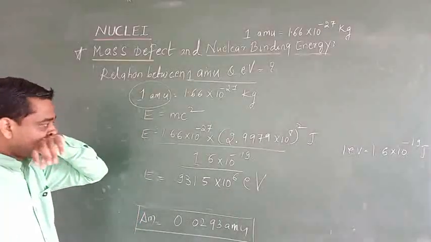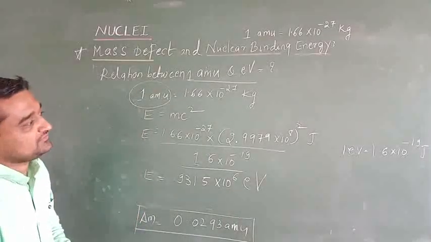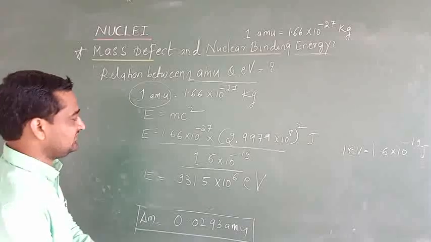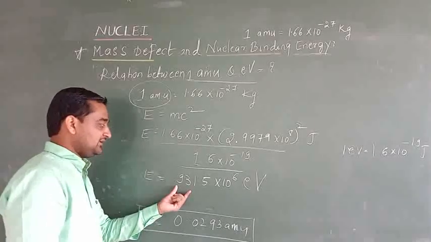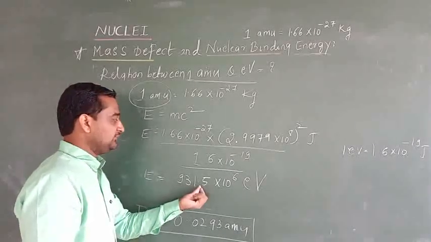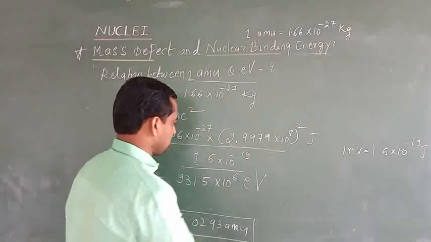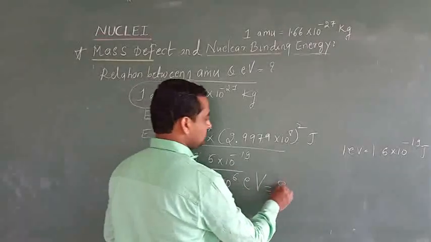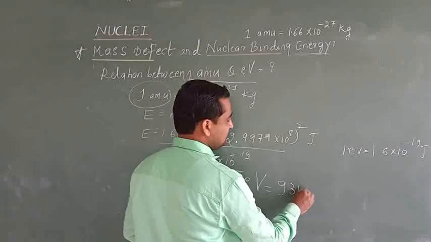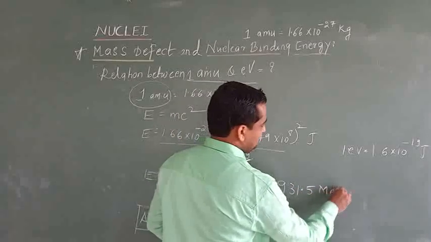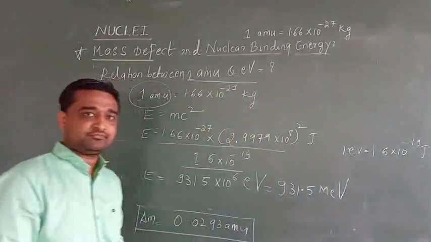So then, 1.6 into 10 to the power minus 19, when you divide, how much will you get? So that you will get it as 931.5 into 10 to the power 6 electron volt, or this is equal to 931.5 mega electron volt, right?